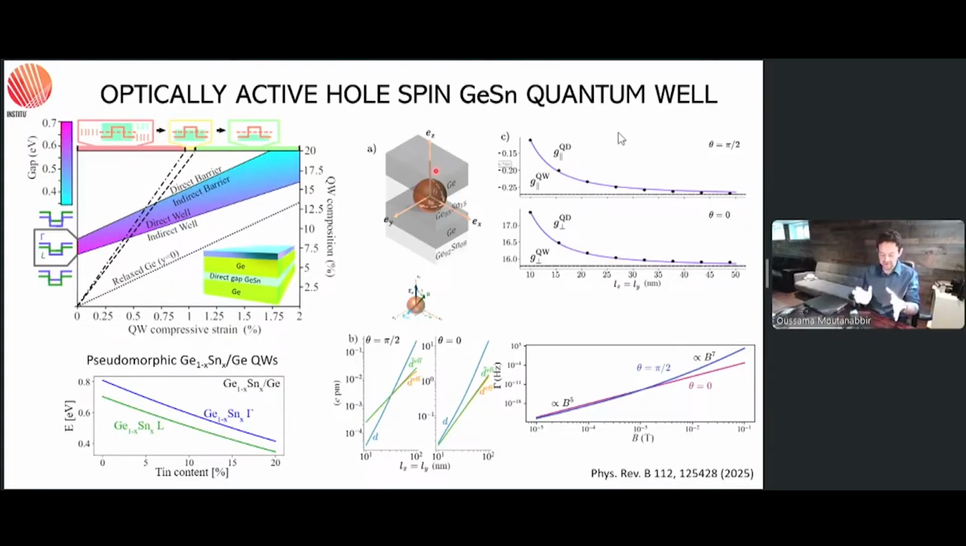So all the features, the g-factor anisotropy, also the dipole and the Rabi frequency, all of them behave exactly the same way as in germanium or silicon germanium, except that this quantum dot has a direct bandgap, which means that it can interact effectively with optical photons. But now the challenge is how to grow this.